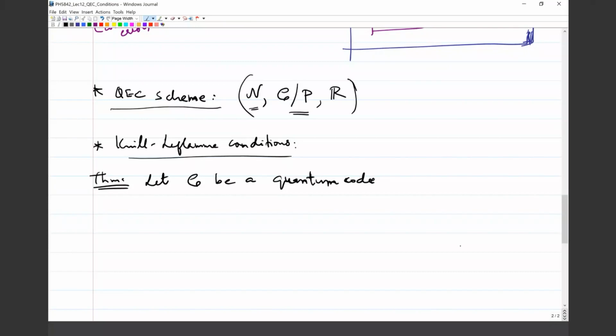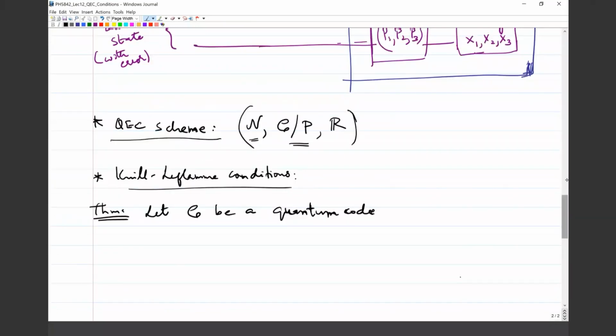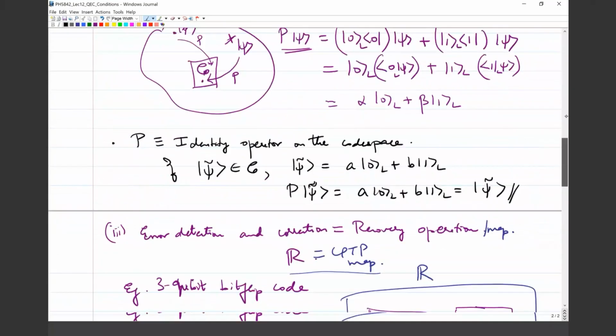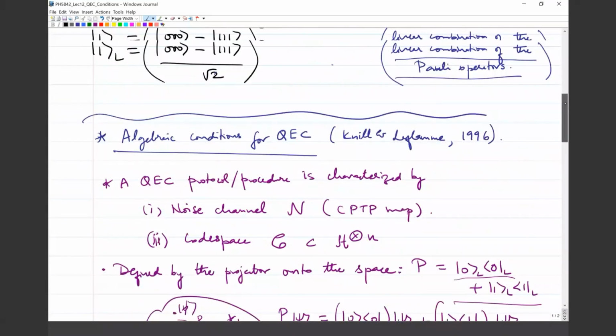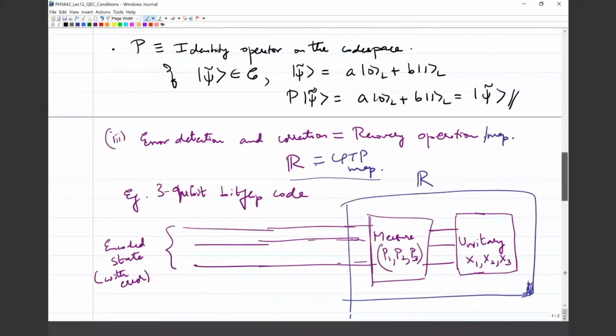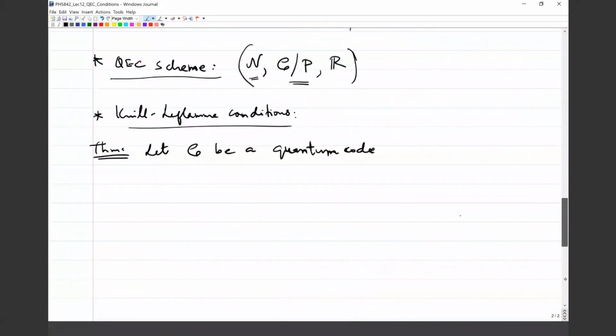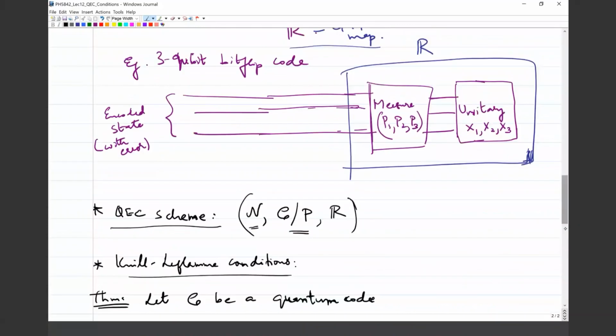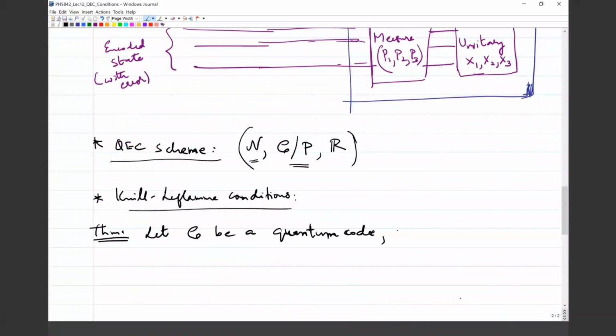For example, is 9 the smallest number of qubits you need to correct arbitrary single qubit errors? Turns out the answer is no, right? And you can get to that answer only if you understand these conditions for error correction. So let C be a code with a projector P, right?